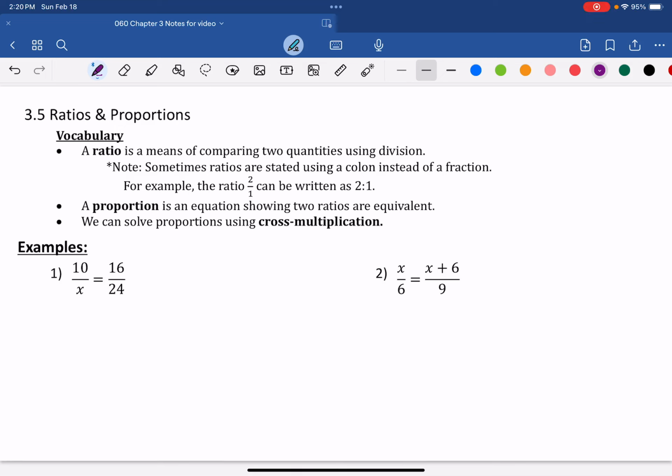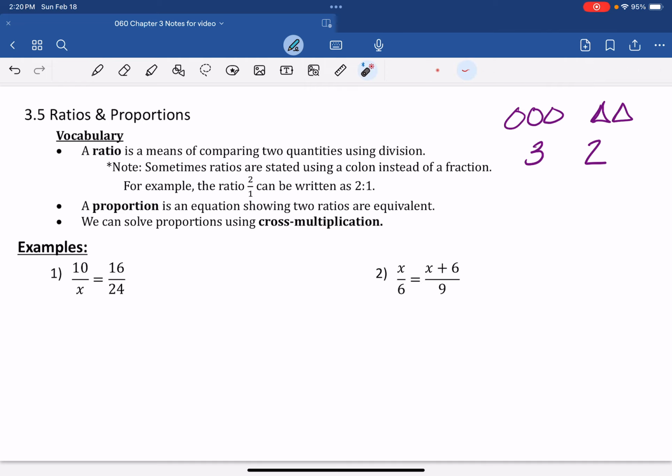Section 3.5 is on ratios and proportions. A ratio is a comparison between two quantities using division. If we have circles in squares or circles in triangles and we want to compare the number of circles we have to the number of triangles we have, we can use a ratio. We have 3 circles, 2 triangles.